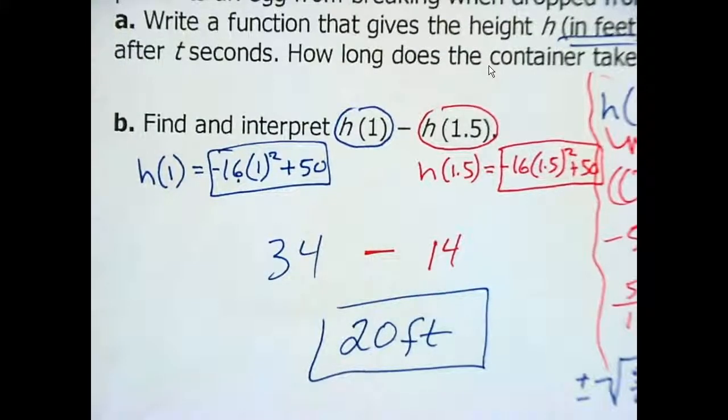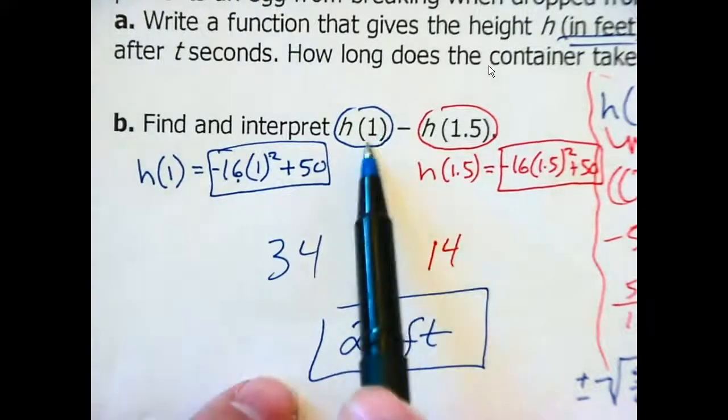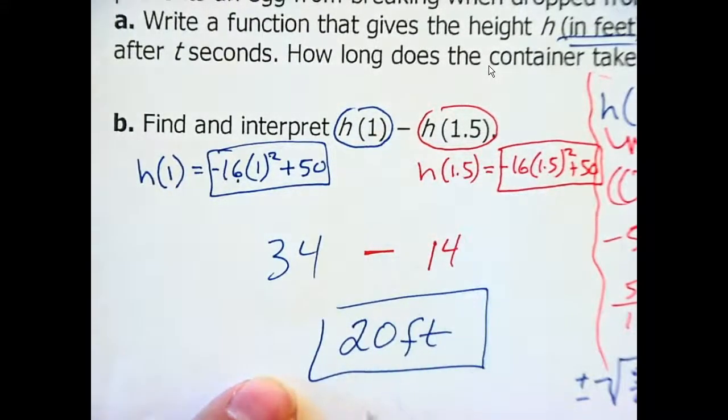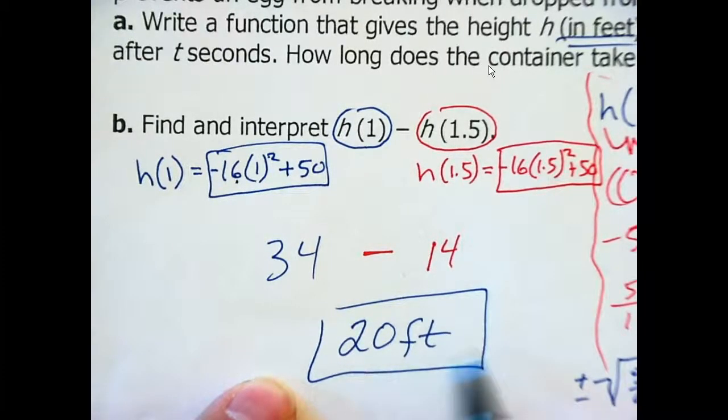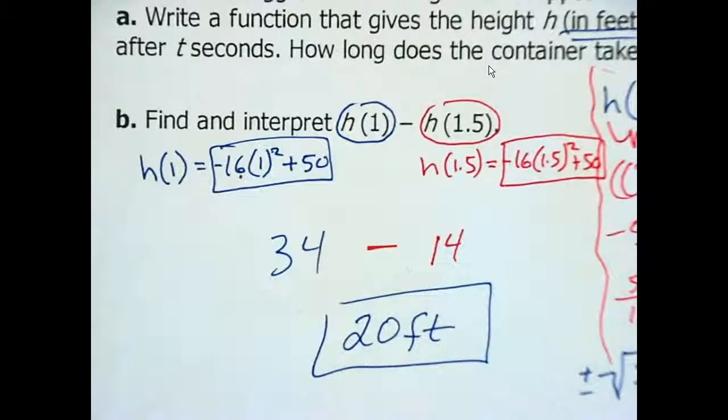Kai, what does it mean? Between 1 and 1.5 seconds, the egg travels 20 feet. Good. Captain Kai. Very good. Questions? Make sure you interpret it. Between 1 and 1.5 seconds, the egg travels 20 feet.